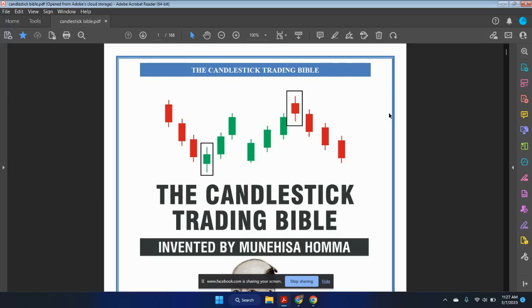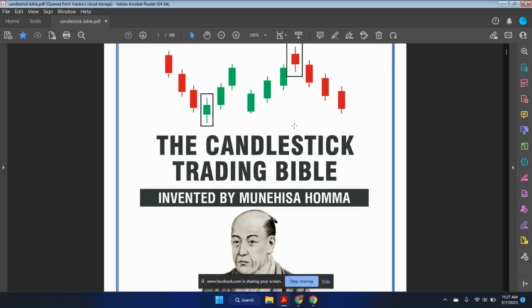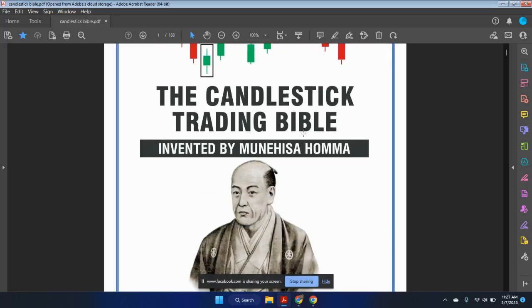So far, we are going over the Candlestick Trading Bible. You can find this on Google or any internet browser. It is a free download, but if you want to purchase it, you can purchase it at Amazon, etc. I know the first time I got this book, I downloaded it for free. I ended up printing it out, I think at Staples, and making a book out of it.